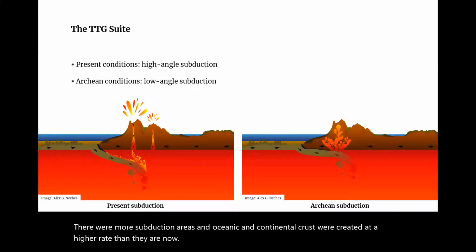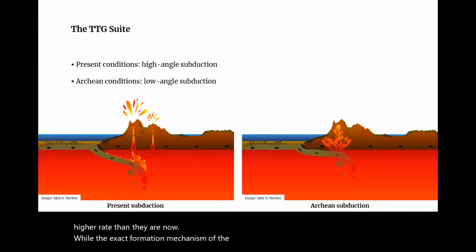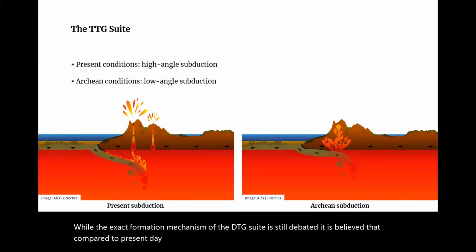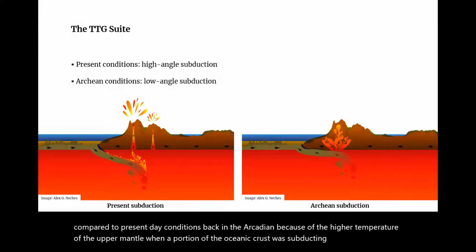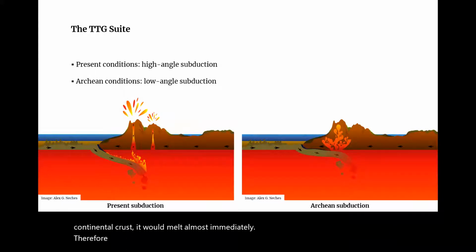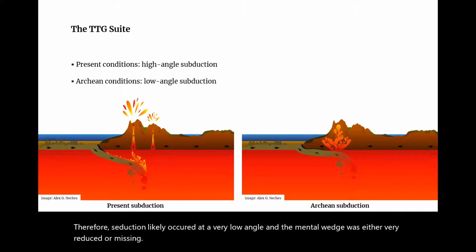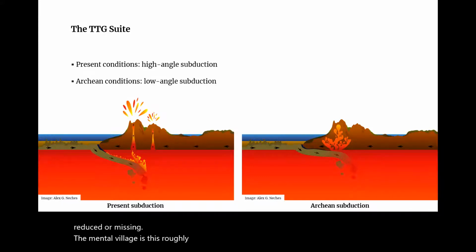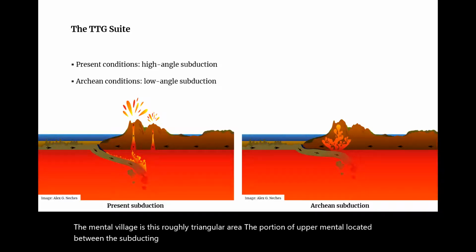While the exact formation mechanism of the TTG suite is still debated, it is believed that, compared to present-day conditions, back in the Archean, because of the higher temperature of the upper mantle, when a portion of the oceanic crust was subducting underneath the continental crust, it would melt almost immediately. Therefore, subduction likely occurred at a very low angle, and the mantle wedge was either very reduced or missing. The mantle wedge is this roughly triangular area, the portion of upper mantle located between the subducting and overriding plate.